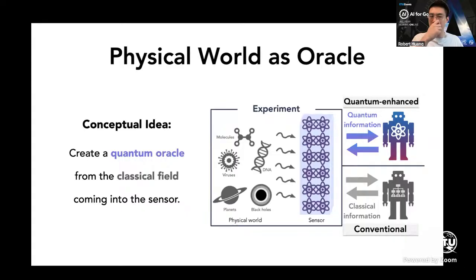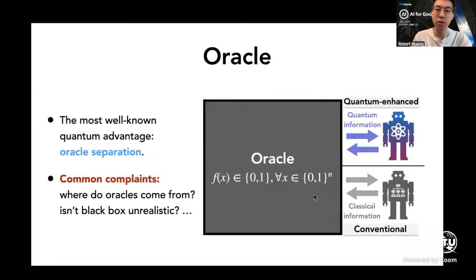However, if we think back on the sensing task, we can see that we can really treat the physical world as an oracle, because we don't know how the physical world is operating. We don't know some of the properties, and that's why we want to do experiments to learn about them. So we can think of the physical world as this oracle that provides some answer into the sensor. And then the quantum agent or the classical agent can try to access the sensor in order to learn about this oracle. So the conceptual idea for our protocol is that we're going to treat the classical field coming into the sensor as an oracle, similar to this case.